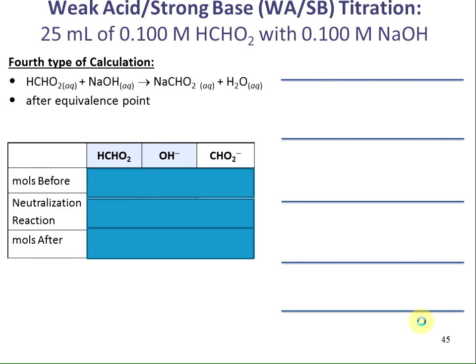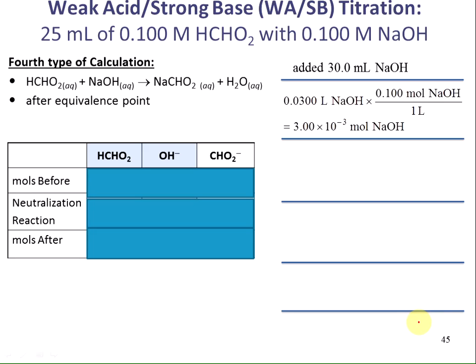Now after the equivalence point, the calculations become a little bit easier, because you have an excess of the strong base. So let's look at our fourth type of calculation. This time we're going to be adding another 5 mL after the equivalence point, so our total volume of sodium hydroxide that has been added is 30 mL. Using the volume of sodium hydroxide added and our molarity, we determine the number of moles of sodium hydroxide. And remember, we have to take care of this one-way reaction first, which is the neutralization of the formic acid with the sodium hydroxide.